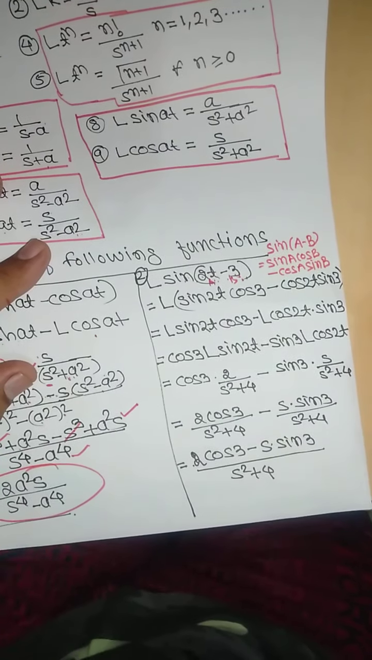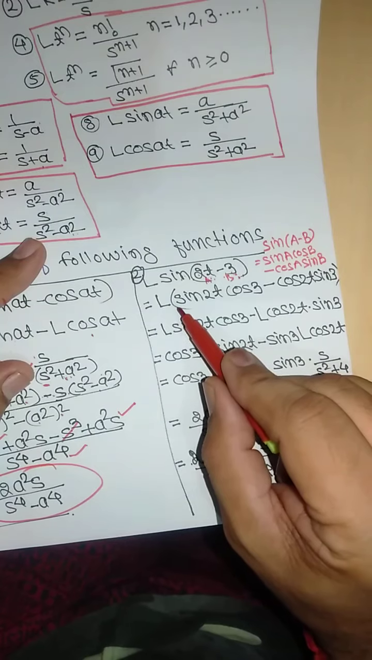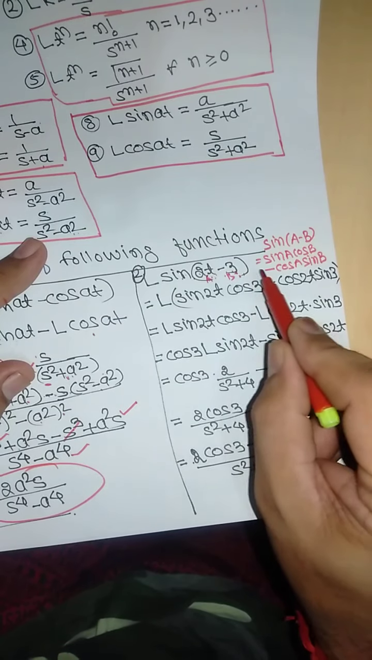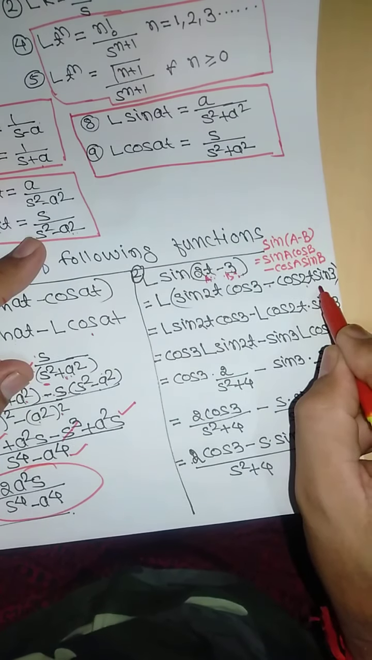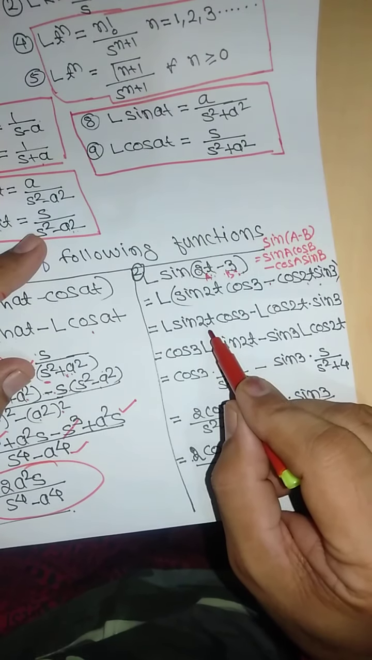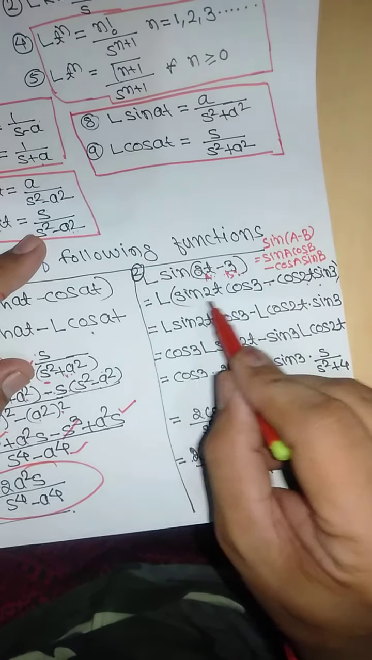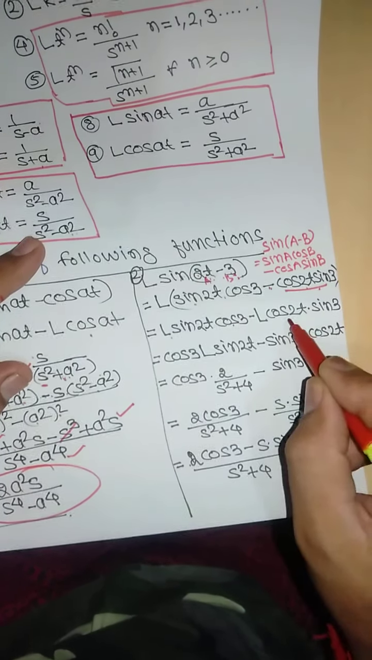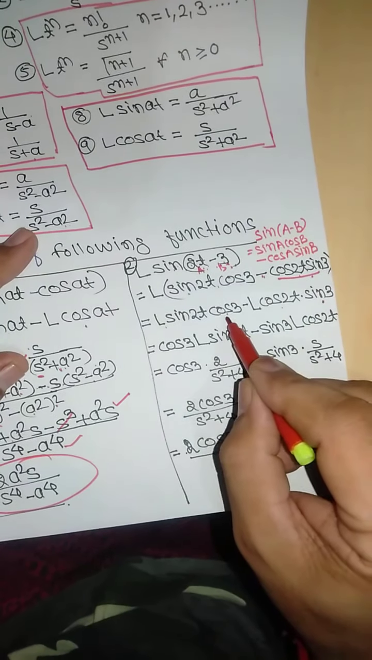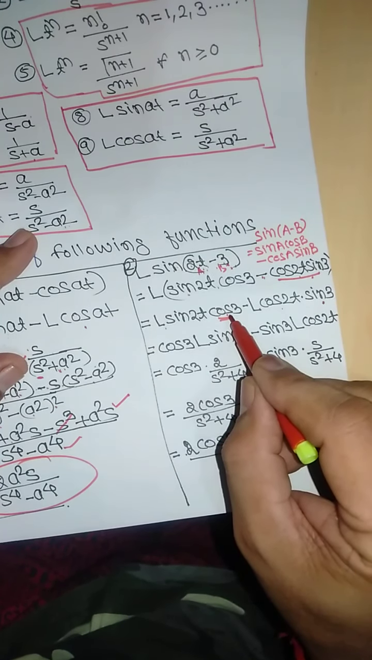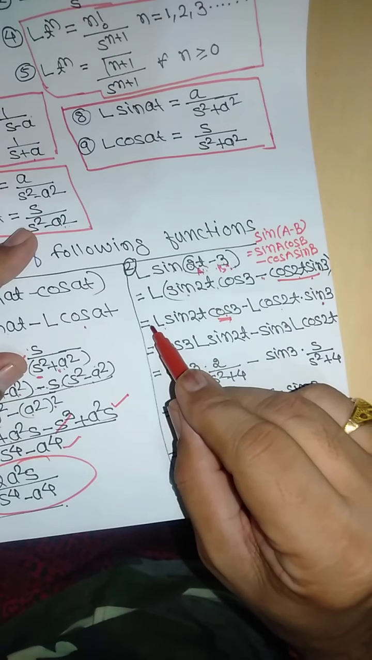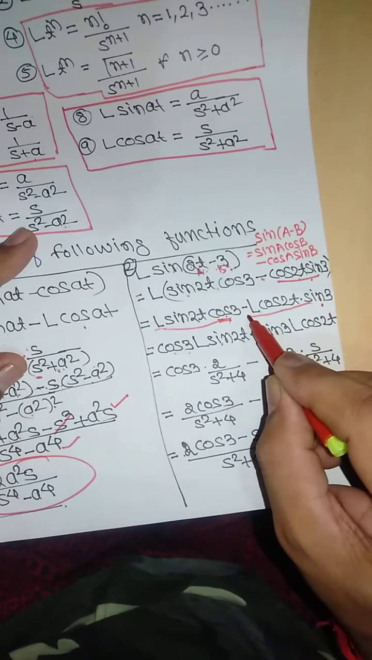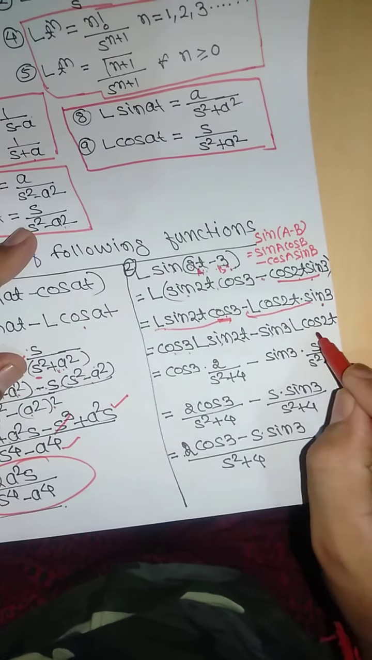Using this expansion formula of sine of a minus b, I apply the Laplace transform to sine of 2t into cos 3 minus cos of 2t into sine 3. Then, using the linearity property, we separate the two: L of sine 2t cos 3 minus L of cos 2t sine 3. Cos 3 is a constant because there is no t with it, so it goes outside the Laplace transform by the linearity property: cos 3 L of sine 2t. Similarly, sine 3 is a constant and goes outside the L: sine 3 into L of cos 2t.